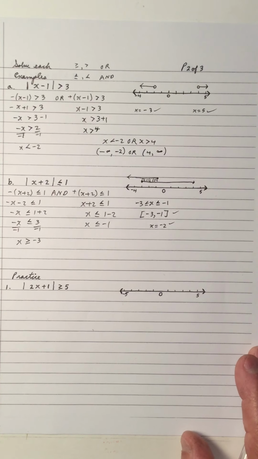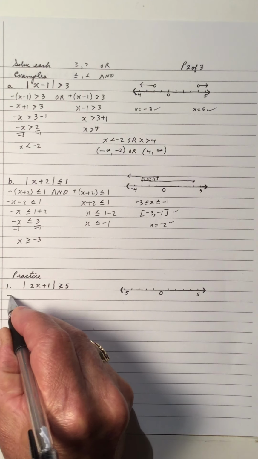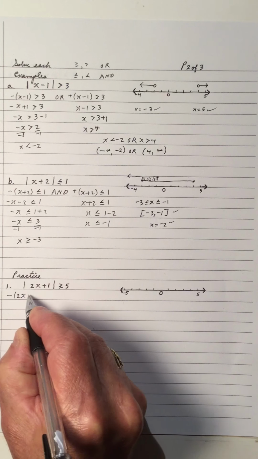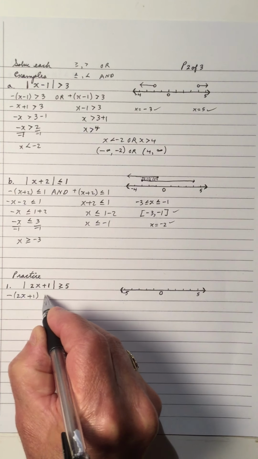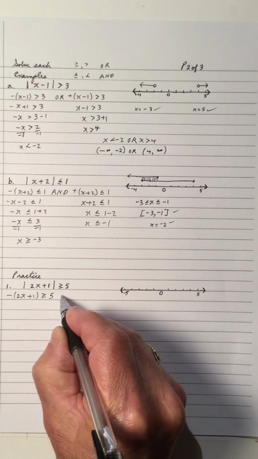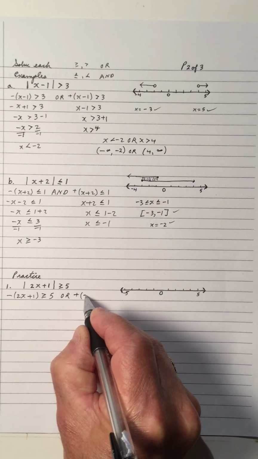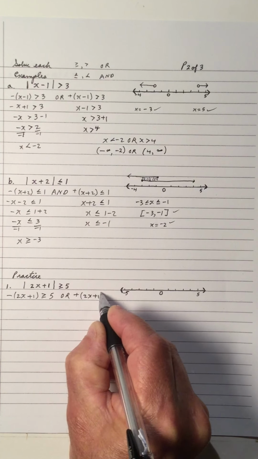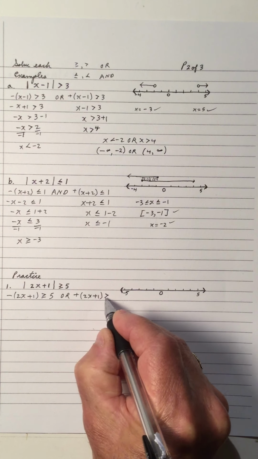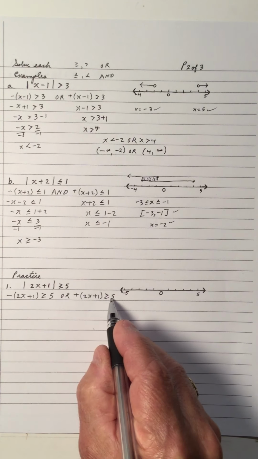Practice means pause the video and see if you can work these out on your own. Here we go. The negative of 2x plus 1 is greater than or equal to 5, and greater than is an or. The positive of 2x plus 1 is greater than or equal to 5. Again, greater than or equal to 5 is on both of these.